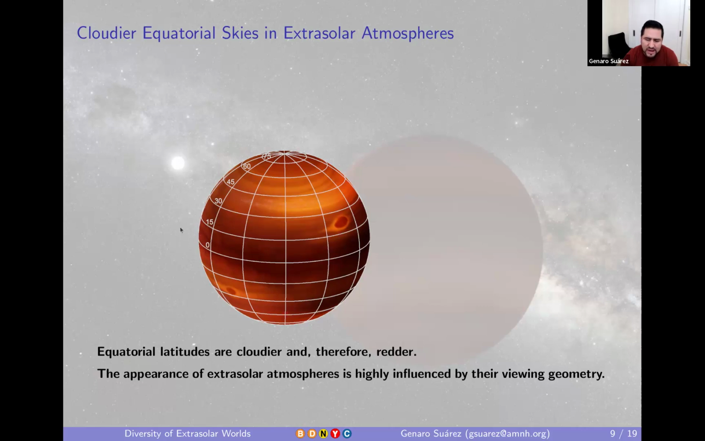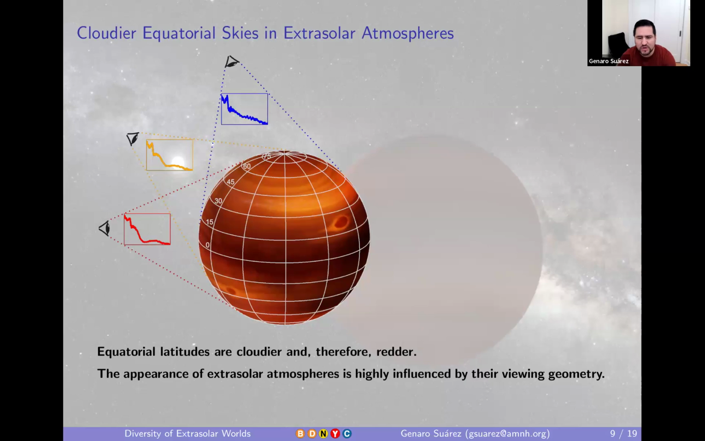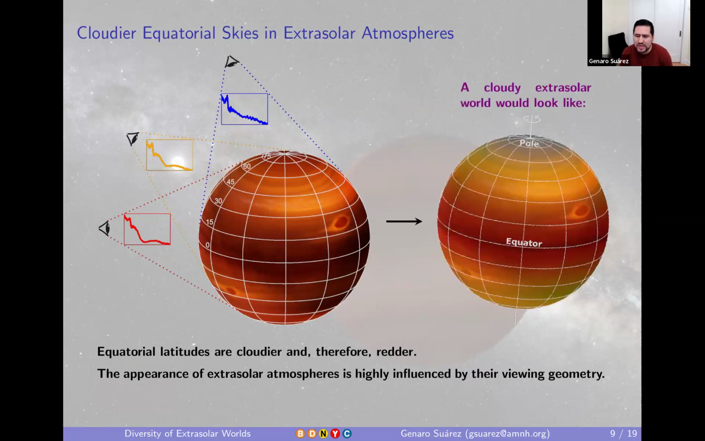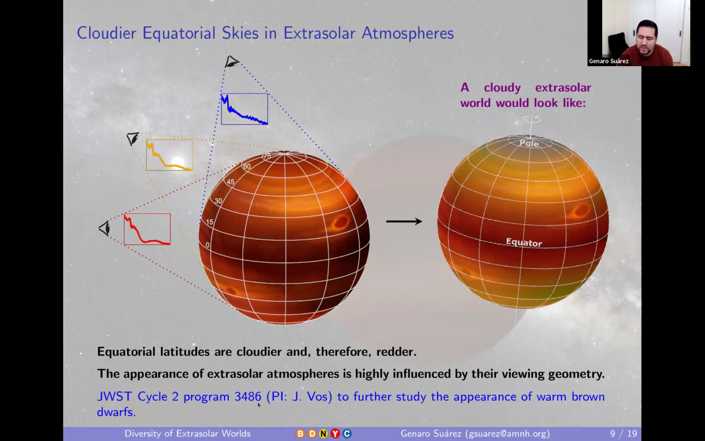So imagine that we are observing a cloudy atmosphere. If we observe equator-on, we will see a redder than expected color, but also a strong silicate absorption. At intermediate latitudes, we will have a more normal color with a weak silicate absorption. But if we observe closer to the poles, we will see a bluer color with a very weak silicate absorption. So if we put all this information together, this is how a cloudy substellar atmosphere should look: redder at the equator and bluer as we move towards the poles. We have another James Webb program that already obtained spectra for a number of young brown dwarfs with different inclinations to explore this correlation in more detail.